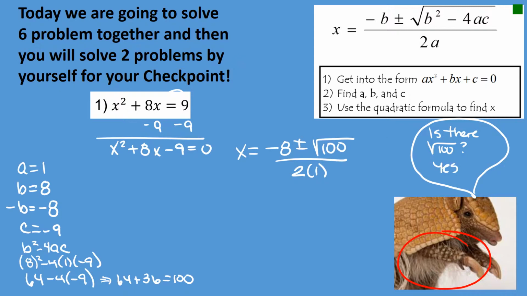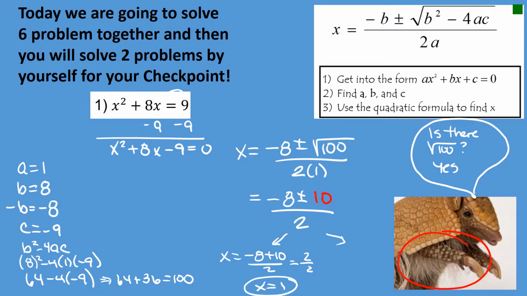The answer is yes. So when we do this, we're going to do negative 8, and we're going to take 2 times 1, and the square root of 100 is 10. Because it's a perfect square and there's no radical left, remember now we have to go to negative 8 plus 10 over 2, which is 2 over 2. So we find out x is equal to 1. And we go to negative 8 minus 10 over 2, negative 18 over 2, and we find out x is negative 9.